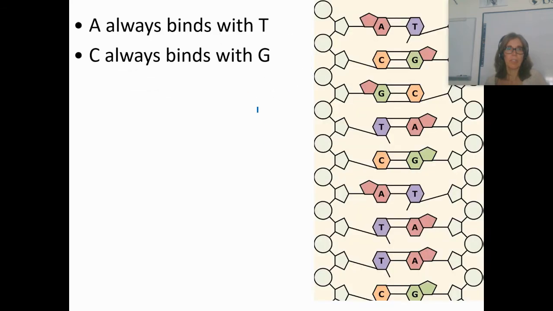A always binds with T, C always binds with G. You probably memorized that at one point. So if I give you a long list, I would want you to be able to give me the other side of the DNA molecule, right?